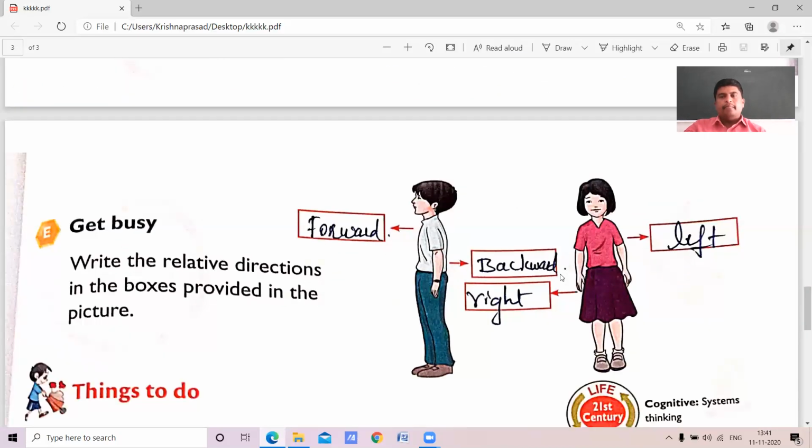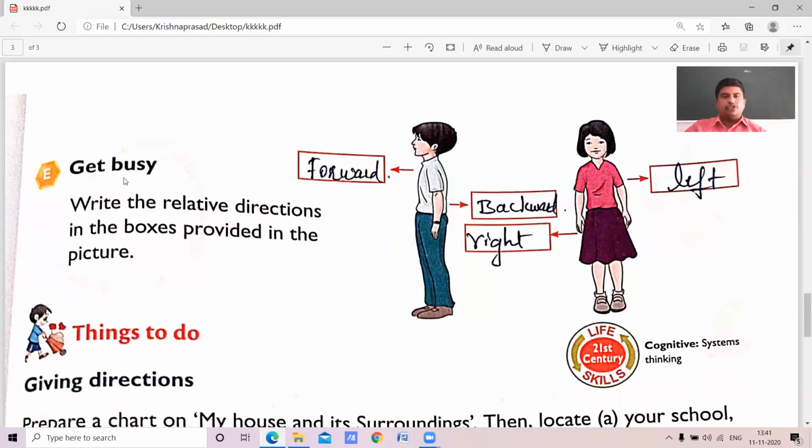Okay, children. Now, here is a Get Busy. Here is a boy and girl. Get busy. Write the relative directions, not coordinate directions. You have to fill this up with relative directions, right? Write the relative directions in the boxes provided in the picture. Am I right, children? Here is a boy. Here is a box. This box is placed where? Forward of a boy, in front of a boy. The box which is behind, this arrow mark, you see, backward.